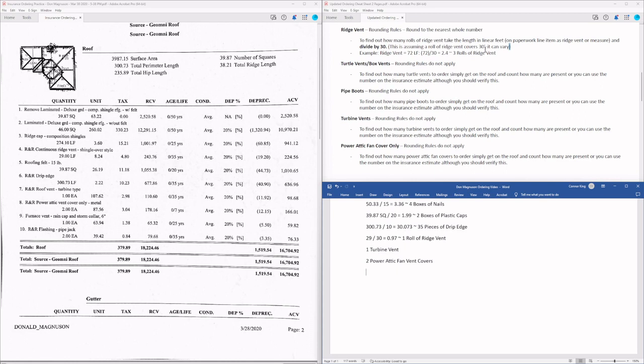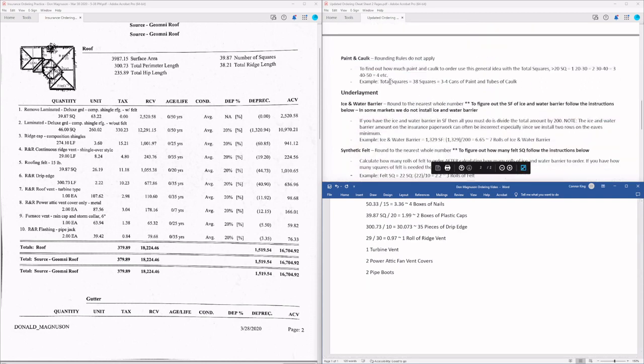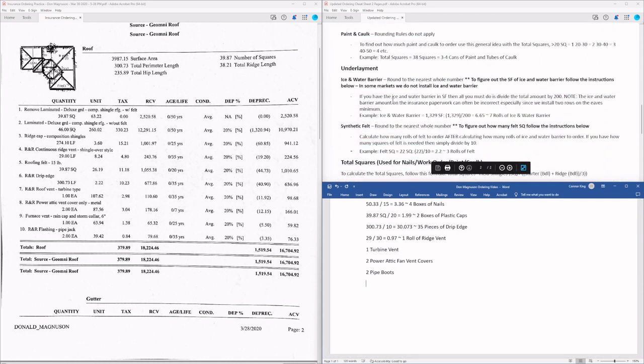So moving forward, we skipped past it, but we're going to go through the pipe boots. So pipe boots is similar to turtle, turbine, and power attic, where we're just going to take a look either on the roof or on the insurance paperwork to determine how much we're going to order. So in this situation, we're going to order 2 pipe boots. And then moving forward, we're going to look at paint and caulk.